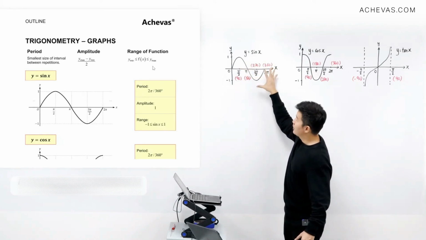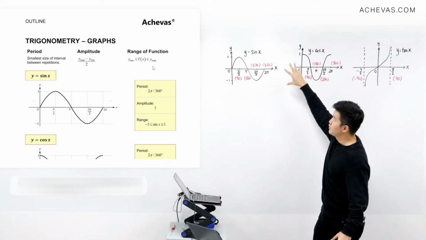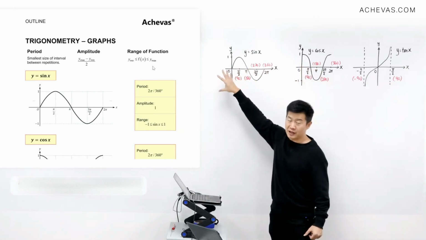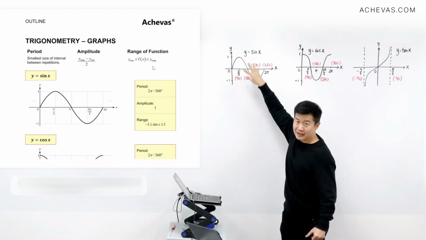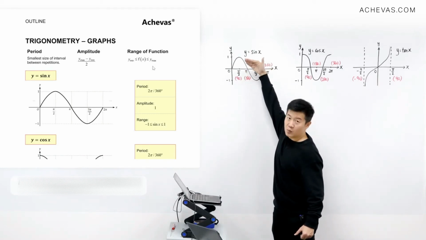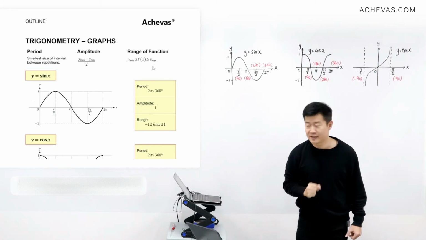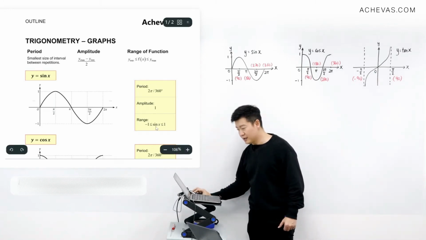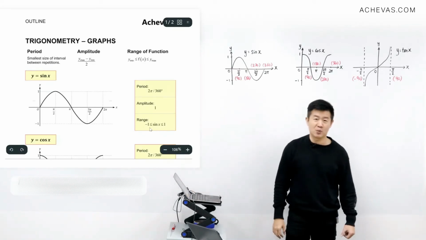If you look at this graph, it is going to be repeating to the right and repeating to the left, but because it is replicating this, all the y coordinates are going to be between -1 and 1, and this gives us the range of the sine function. So sine x is always going to be between -1 and 1, so y is also going to be between -1 and 1.